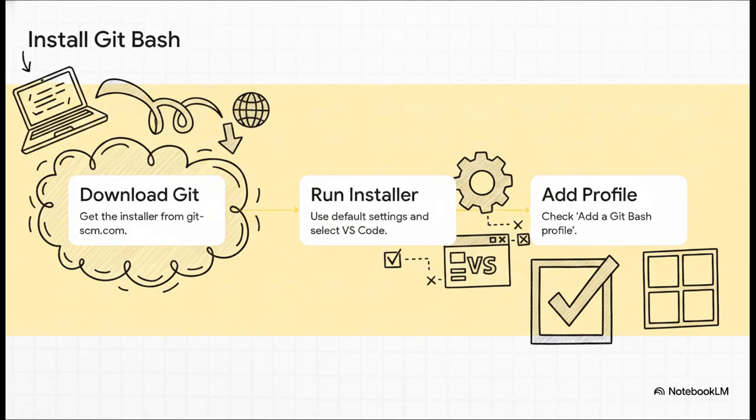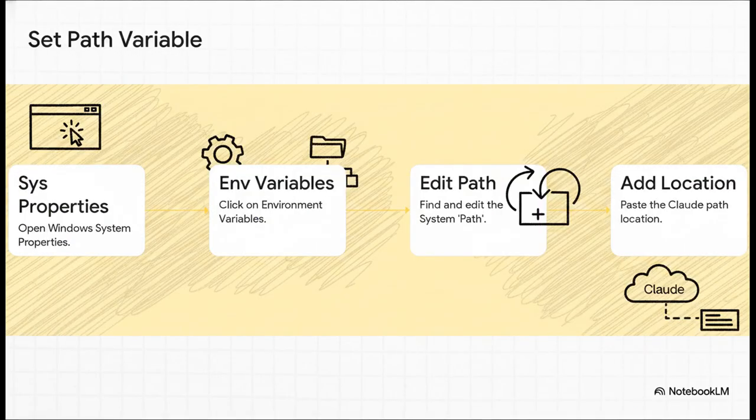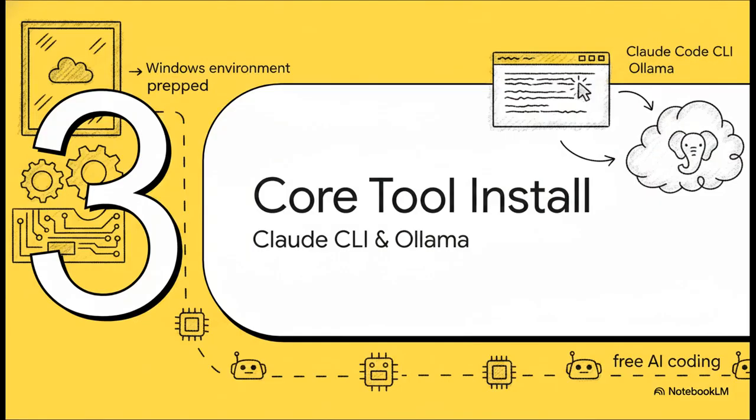Next up is a slightly tedious but absolutely crucial step. Without it, your terminal will practically have amnesia every time you type Claude. You have to dive into your Windows system properties, open environment variables, find the system path variable, click edit, and then paste the Claude path exactly as provided by the installer. Please do not skip this. If you do, your terminal will have literally no idea what you mean when you try to launch the tool later on.